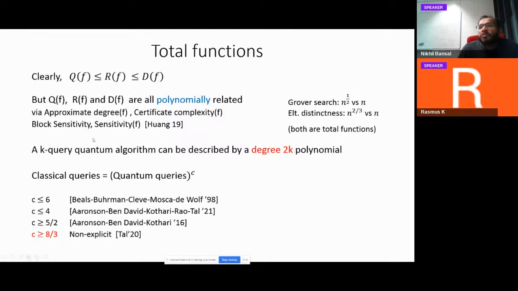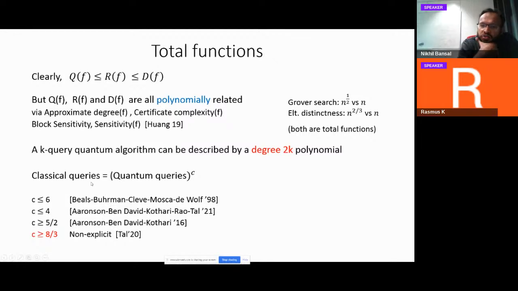And probably you heard of this recent breakthrough that happened last year, where this very basic property called sensitivity of a function, right? If you just flip, how many times it flips in the neighborhood. So even that is polynomially related to all these parameters, right? So somehow you can characterize total functions very nicely in all these quantum, randomized, deterministic settings, right?